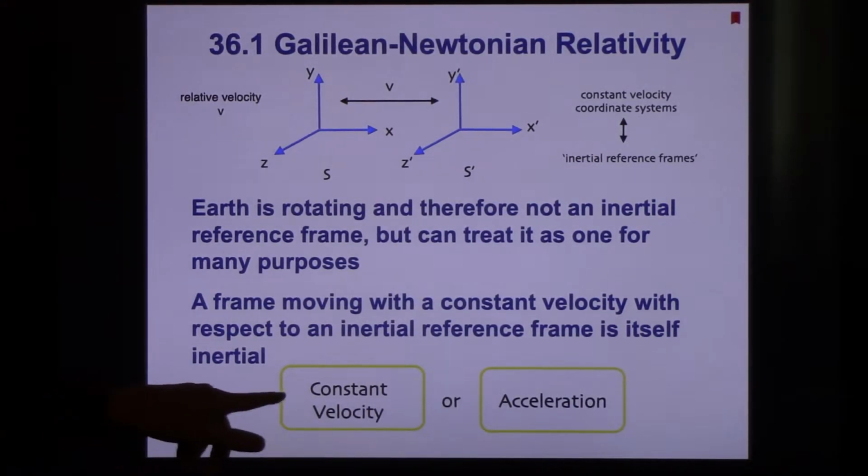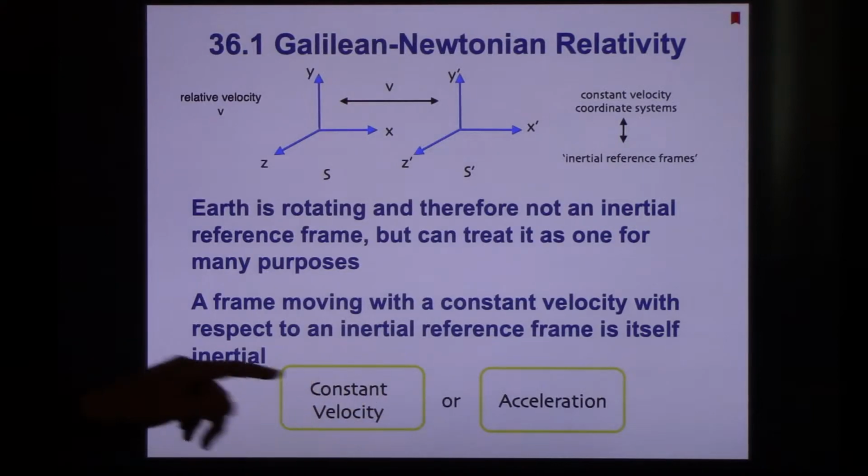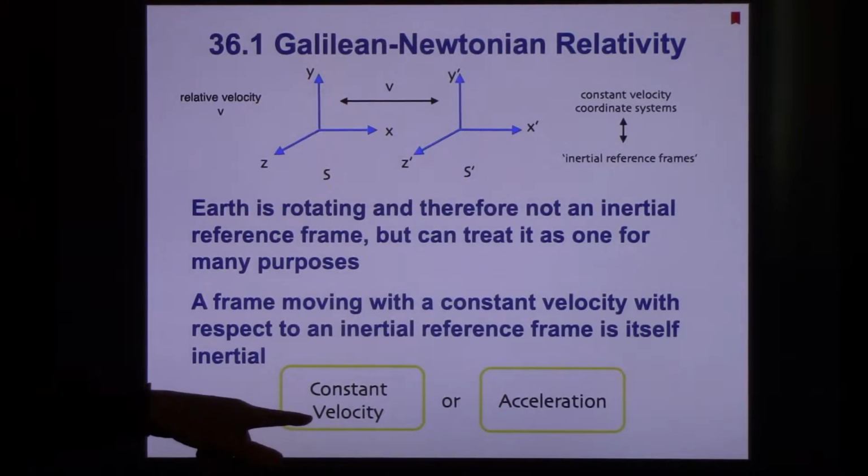Down at the bottom, this is just a reminder that objects are either moving at constant velocity or there's an acceleration taking place. It's one or the other. Those are the only two categories of motion that there are. Something at rest has constant velocity.